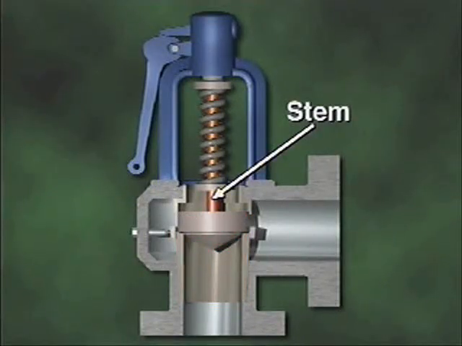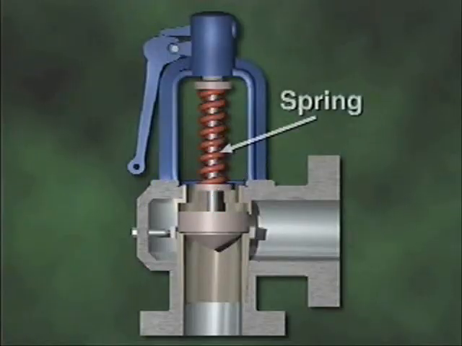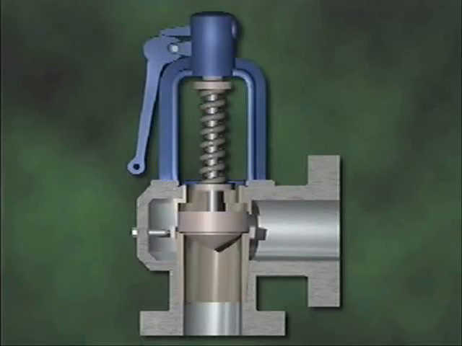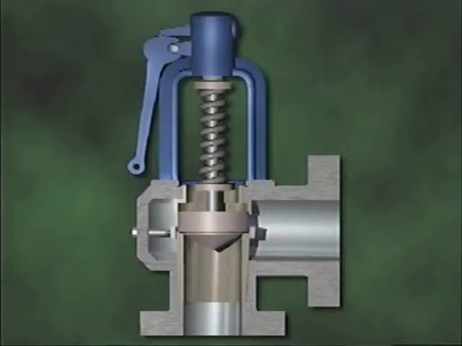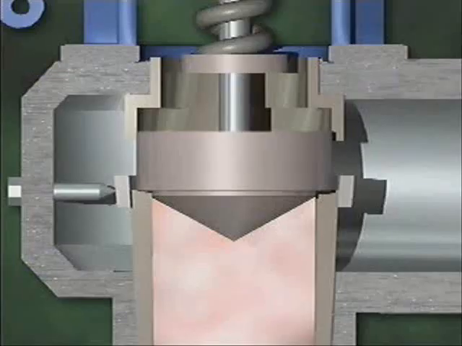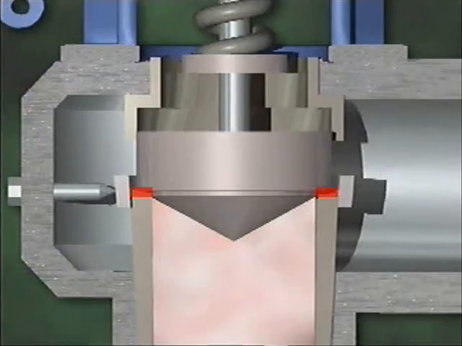The disc and seat seal the system closed under normal pressure. The disc is mounted on a stem. A spring holds the disc in place, and the valve stem transfers tension from the spring to the disc. The release lever is used to trigger the valve manually while the system is operating to make sure that the valve works properly. The disc has a lip or shoulder that isn't exposed to system pressure when the valve is closed. The lip of the disc sits above the huddling chamber.